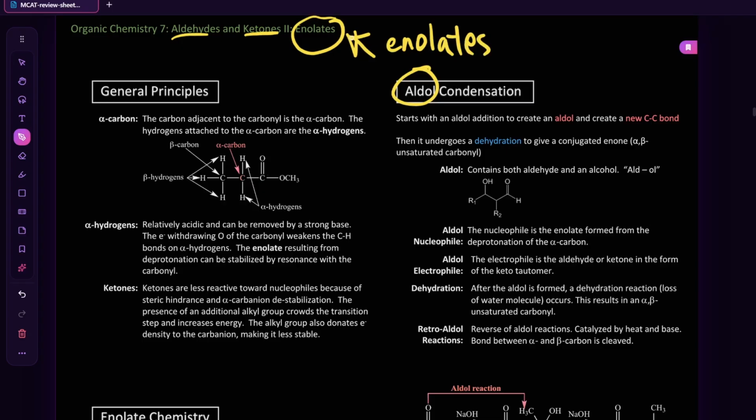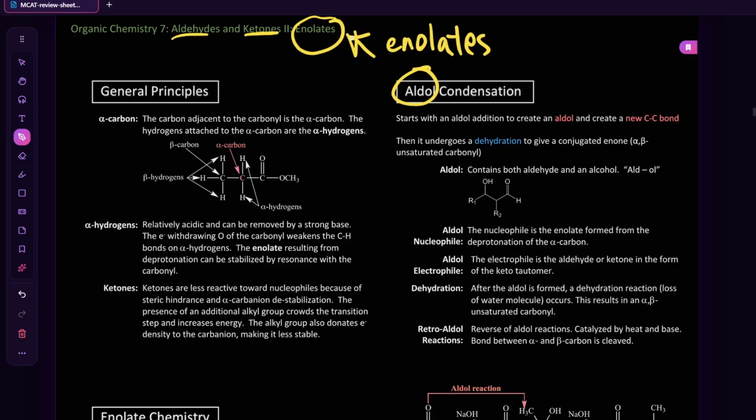Once you have a nucleophile built from that carbonyl, you can react it with another carbonyl's electrophilic carbon, and that's what an aldol reaction is. So once you have a nucleophile built from a carbonyl, you can react it with another carbonyl's electrophilic carbon, and essentially that's what aldol condensation is. So two carbonyls, one playing nucleophile and the other one playing electrophile, right? And they form a brand new carbon-carbon bond.